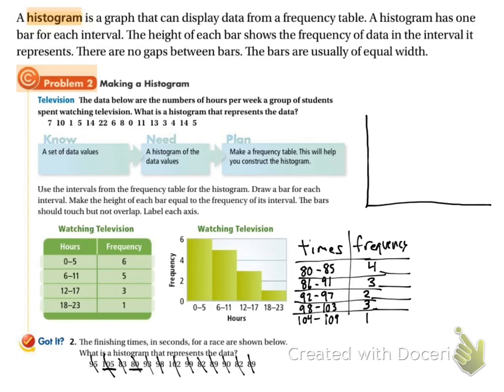So I have 1, 2, 3, 4, 5 chunks, and I'm labeling the actual space, not the line. So this is going to be 80 to 85, right? You see how I'm doing that? I'm going to try to make these even as much as I can. 86 to 91, and then 92 to 97.